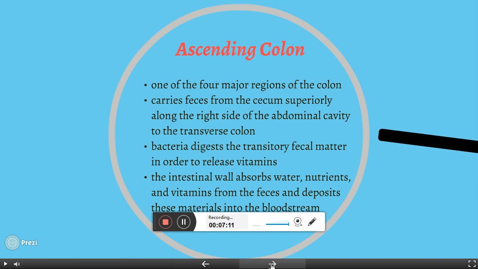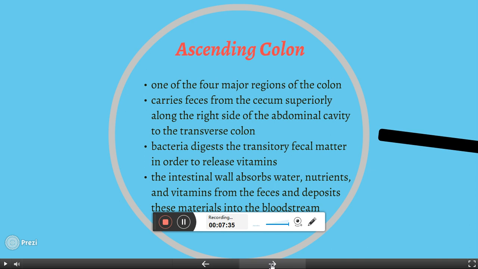Bacteria digest the transitory fecal matter in order to release vitamins. The intestinal wall absorbs water, nutrients, and vitamins from the feces and deposits these materials into the bloodstream. It is a hollow tube about 2.5 inches wide and about 8 inches long, with many small pouches along its length to increase surface area.